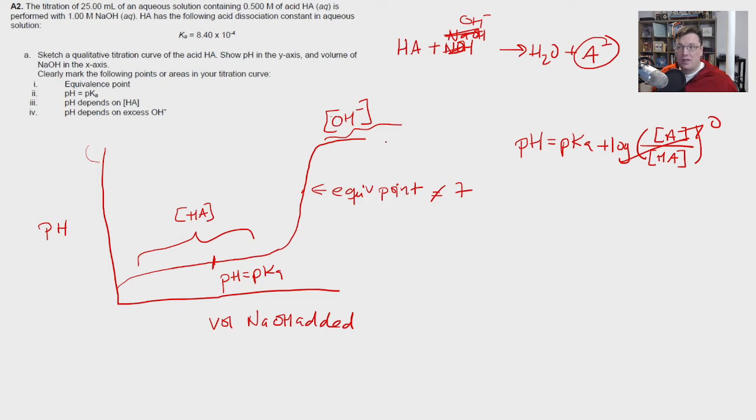There's still that equilibrium that exists between the A minus and HA to produce some OH minus. But compared to the amount of OH minus that you're adding into the solution from your titrant, it's completely negligible. So you can disregard anything related to that equilibrium at that point. Those are the four big regions that you need to pay attention to for the titration of a monoprotic weak acid with a strong base.